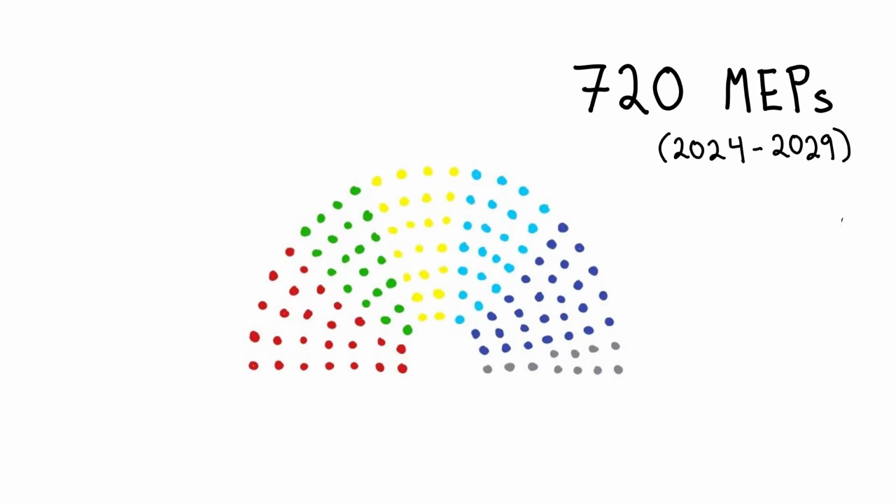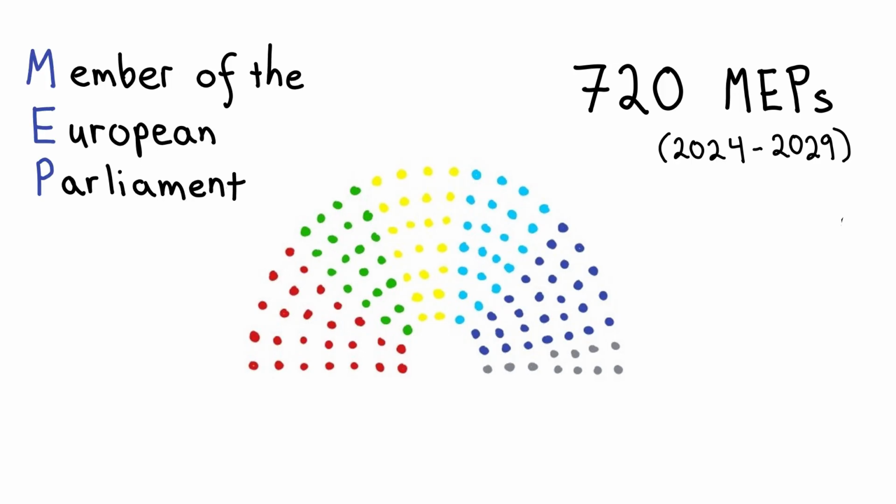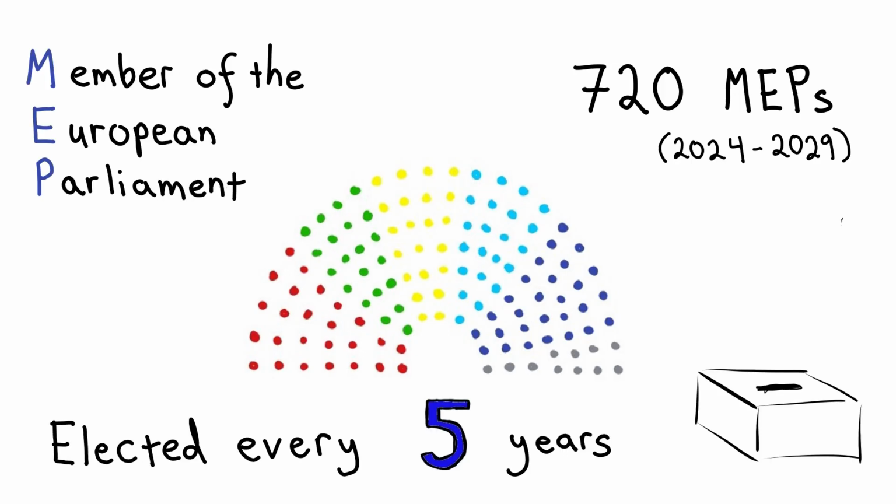The Parliament currently consists of 720 members for the season 2024 to 2029. The members of the European Parliament, the so-called MEPs, are elected in direct election every 5 years. Each country has a certain number of seats for the MEPs, based on its size. For example, Germany, as the biggest country in the EU, has 96 seats, whereas each of the smallest countries, Cyprus, Malta and Luxembourg, have 6 seats.